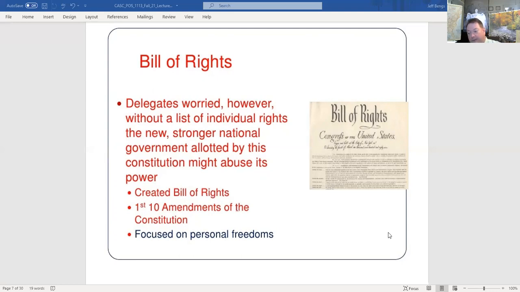So what this Bill of Rights does is it protects individuals' rights from the federal government abusing its power. And then the Supremacy Clause basically protects individuals from their state governments.